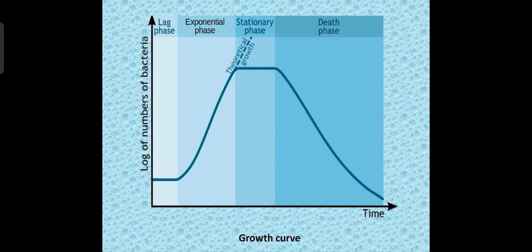Here is a graph showing the growth curve, plotted with number of bacteria on the x-axis and time on the y-axis. Here you can see the growth curve showing 4 different phases, that is lag phase, exponential phase or log phase, stationary phase, and death phase.